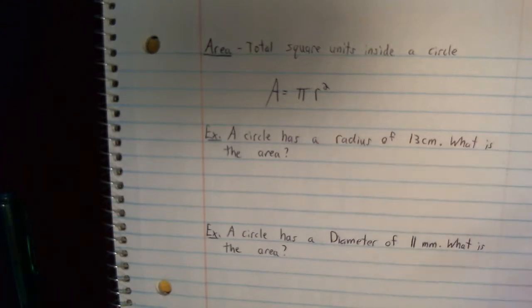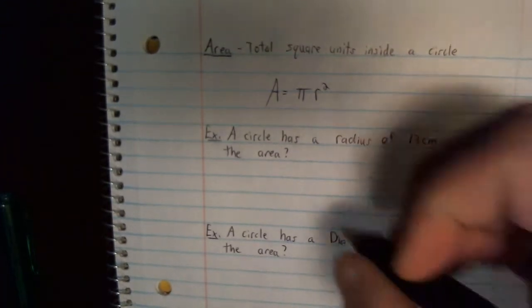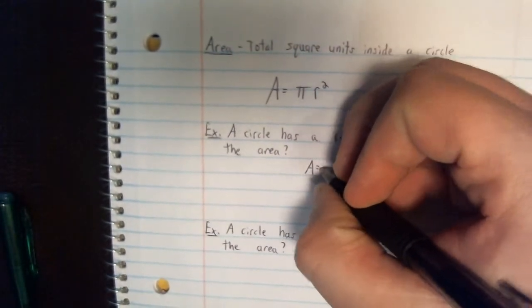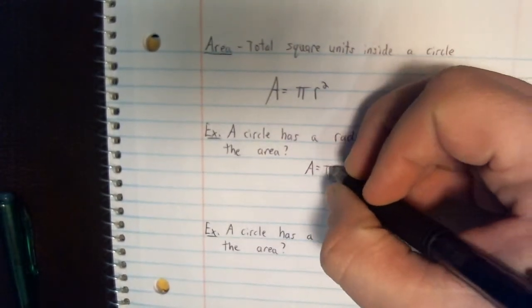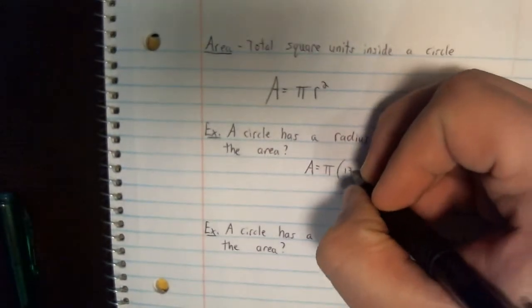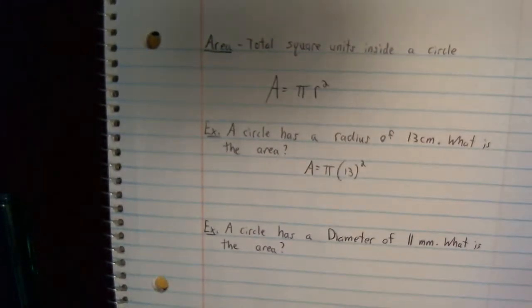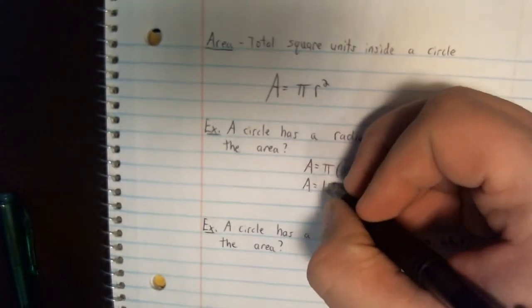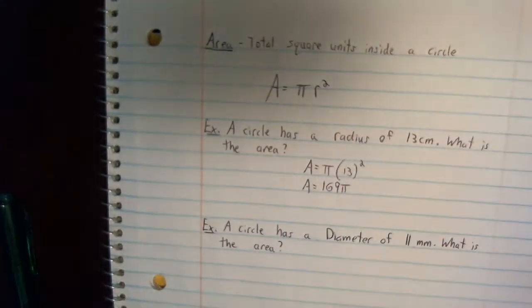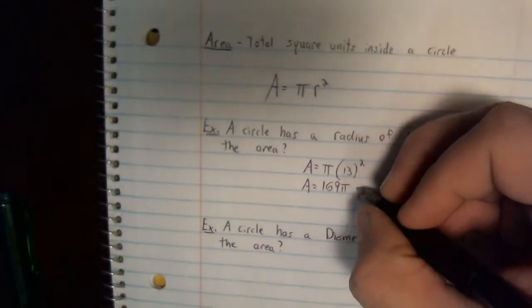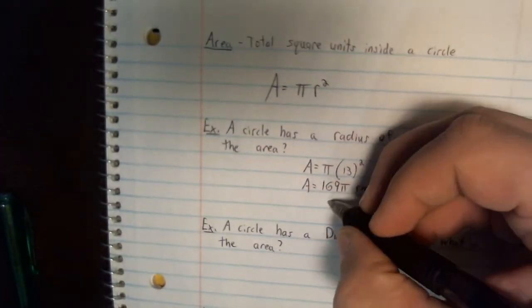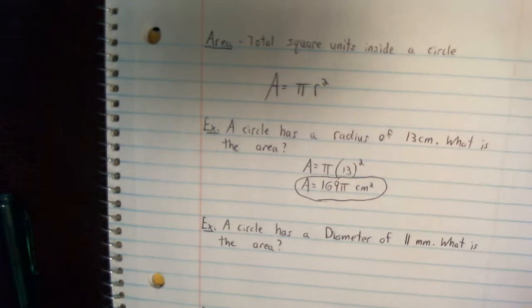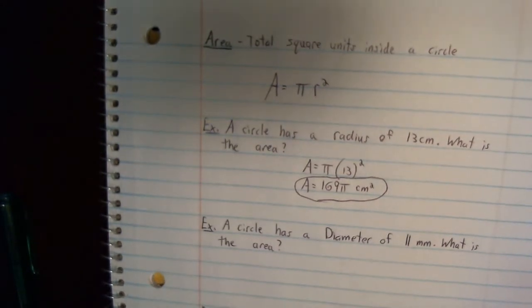This problem says a circle has a radius of 13 centimeters. Let's find the area. Well, area equals pi times radius, which in this problem is 13, squared. Well, that's easy to do. 13 squared is 169, and we're going to keep the pi exactly where it is in the problem and add on centimeters squared. So 169 pi centimeters squared is a very accurate, completed answer.